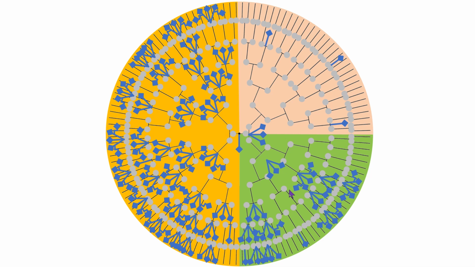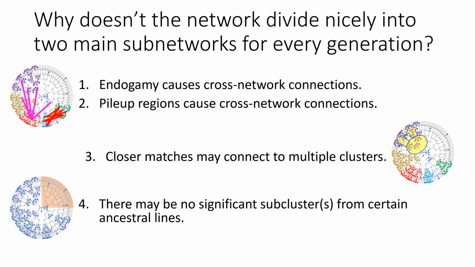Now, problem is, it's not quite that simple. These clusters do cross over each other, and we'll look at a couple of reasons why. These, of course, are not unique to this kind of analysis. They also affect auto-clustering and leads analyses and so on. You've seen these before, probably, in other situations. But there are four main reasons why this network isn't cleanly divided into subnetworks and subclusters.